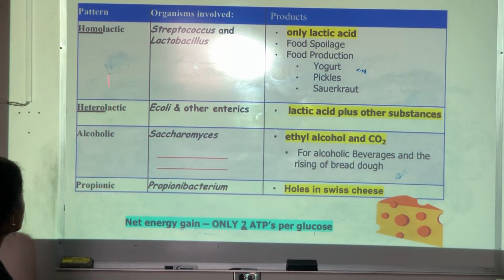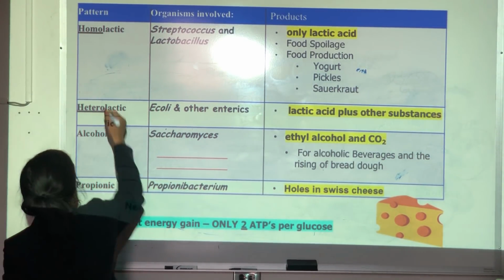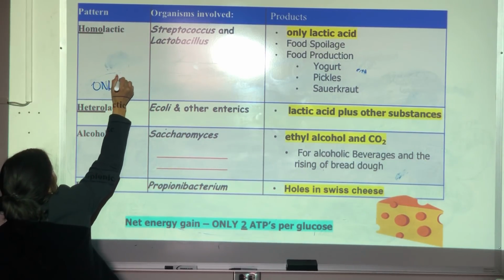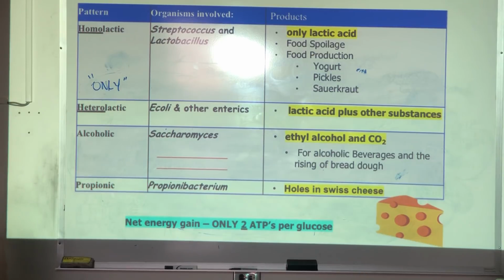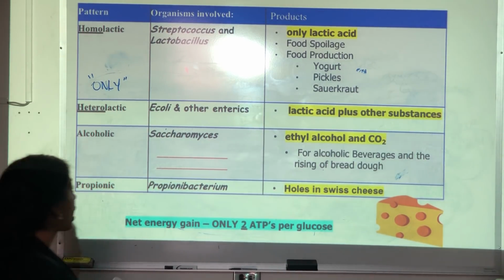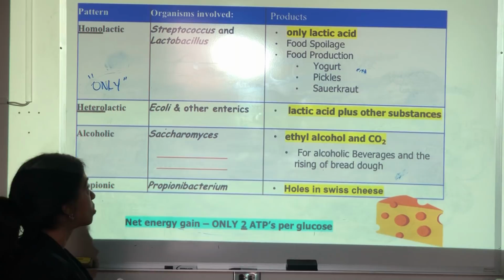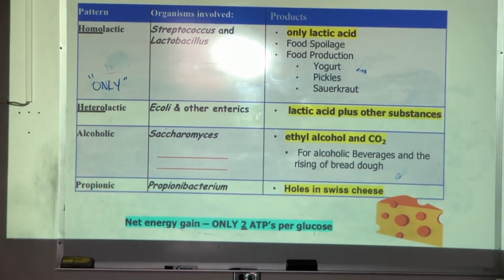So let's look at the patterns of fermentation. Homolactic. Homo meaning that it only makes lactic acid. Right? Streptococcus and Streptobacillus. What shape is Streptococcus? So Streptococcus, coccus means round, and Lactobacillus, bacillus means rod.